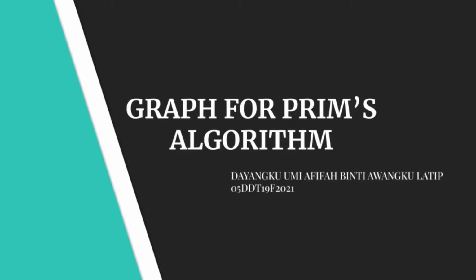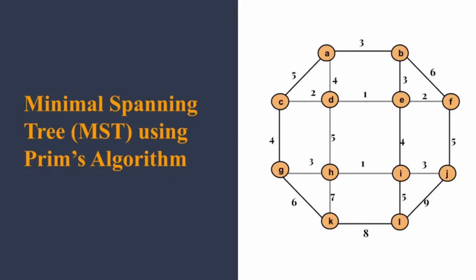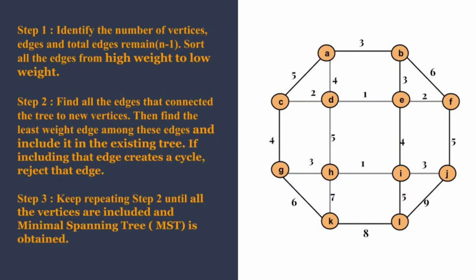Prim's algorithm. So, here is the graph for Prim's algorithm. These are the steps to find the minimal spanning tree. Step 1, sort all the edges from high weight to low weight. Step 2, find all the edges that connected the tree to the new vertices. Then, find the least weight edge among these edges and include it in the existing tree.